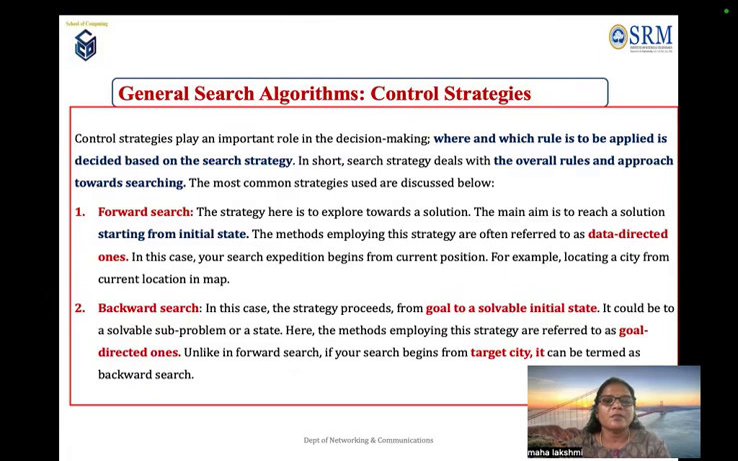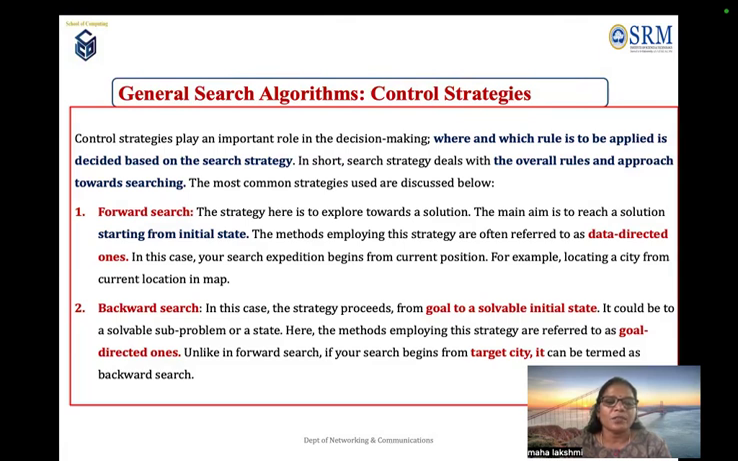In general search algorithms, there are two types of control strategies: a forward search strategy and a backward search strategy. Forward search strategy moves towards a solution. The aim is to reach a solution starting from the initial state and working towards the solution. The methods employing this strategy are often referred to as data-oriented ones. In this case, the search begins from the current position, for example, locating a city from the current location on a map.